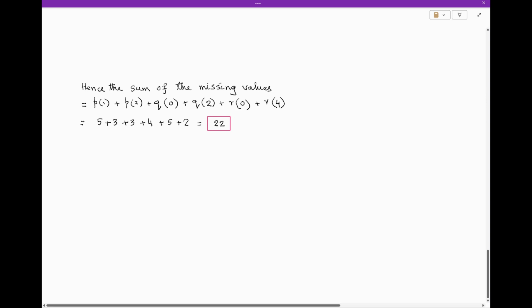Hence, the sum of the missing values, which are P(1) plus P(2) plus Q(0) plus Q(2) plus R(0) plus R(4), is equal to 5 plus 3 plus 3 plus 4 plus 5 plus 2, and that is equal to 22, and this is the answer.